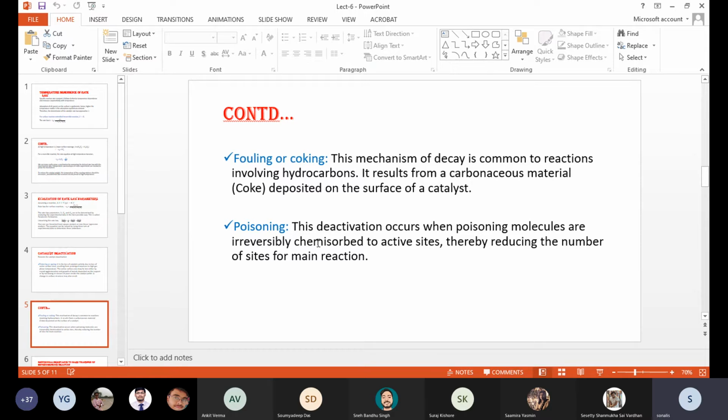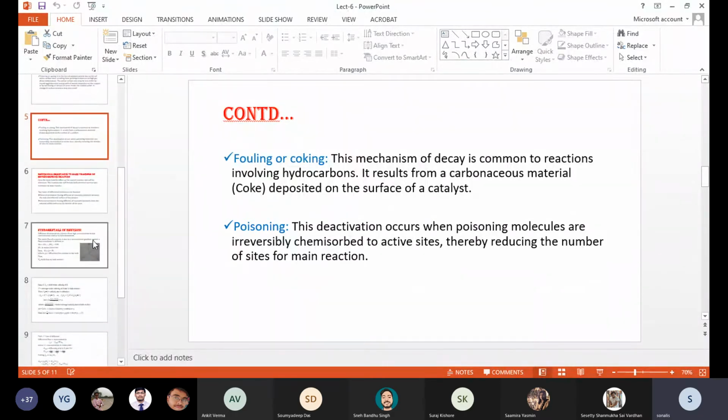Poisoning is another reason. This deactivation occurs when poisoning molecules are irreversibly chemisorbed on active sites. Poisoning molecules are different molecules which are catalyst poisons. They destroy the activity. Say you are using a stream which contains an impurity such as arsenic. Those impurities are of different types like heavy metals, vanadium, nickel. They may get adsorbed on the catalyst active sites. Chemisorbed means a very tight bonding between the impurity and the catalyst site, and they chemisorb irreversibly. That means they don't get dissolved. So the number of active sites available for the main reaction to occur is reduced. These are the reasons for deactivation.